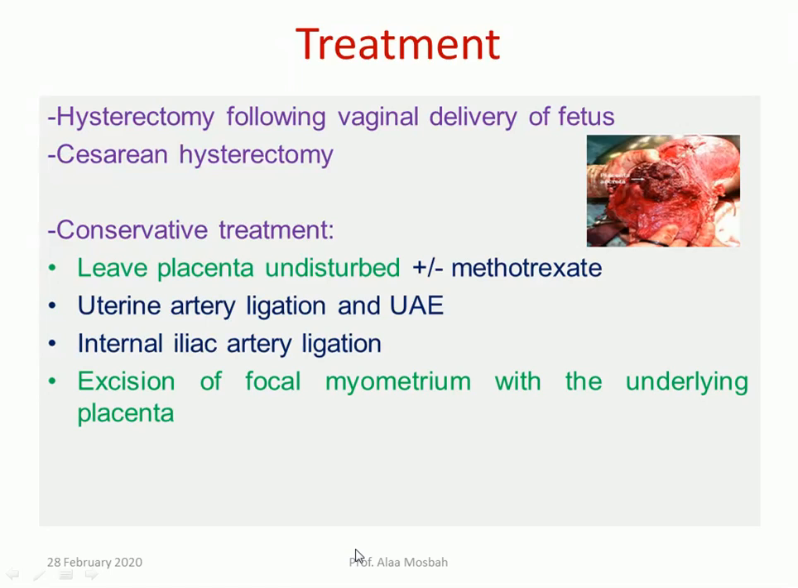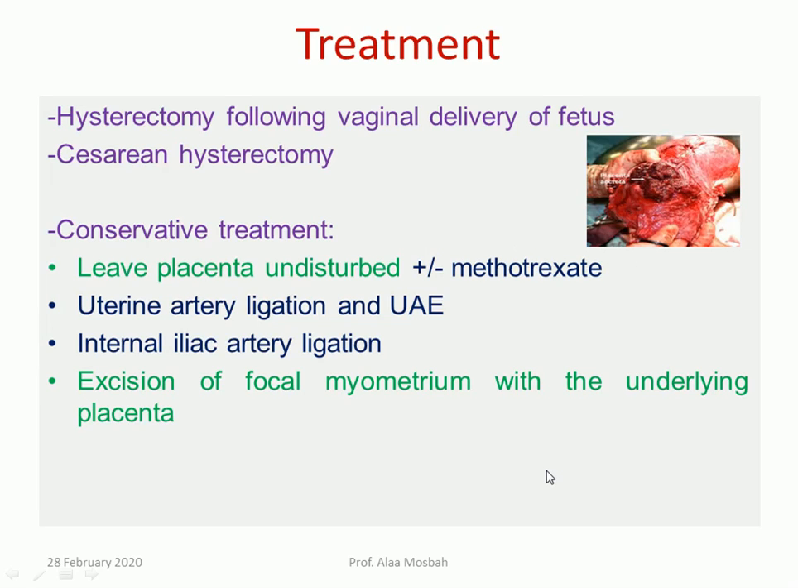Regarding treatment, if we are doing a vaginal delivery and we are surprised by the placenta accreta spectrum, we do laparotomy and hysterectomy, which is the definitive line of treatment. However, if we are doing a cesarean section and we predicted or diagnosed it during pregnancy, we do cesarean hysterectomy. This is the definitive line of treatment. As in this picture, this is the hysterectomy, and this is a placenta percreta.